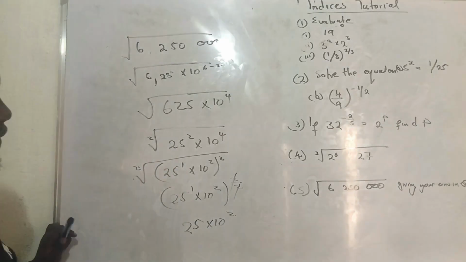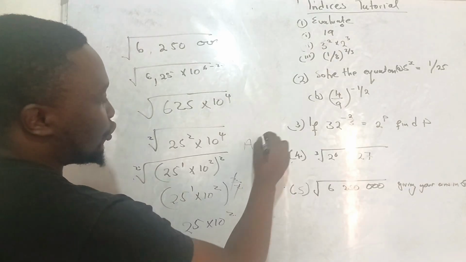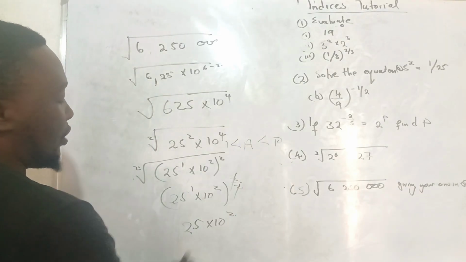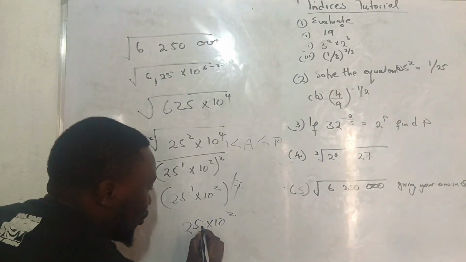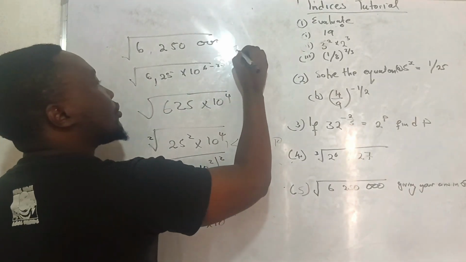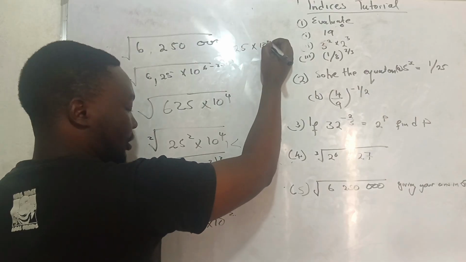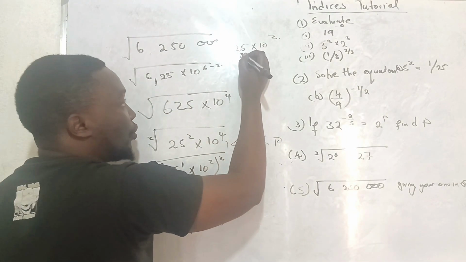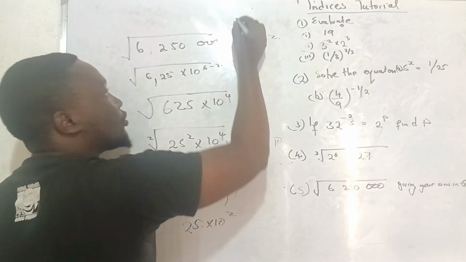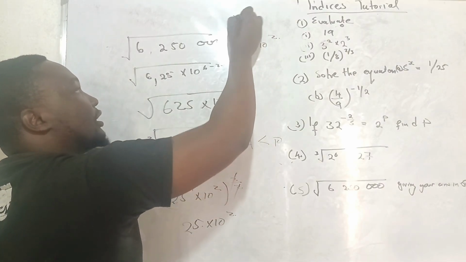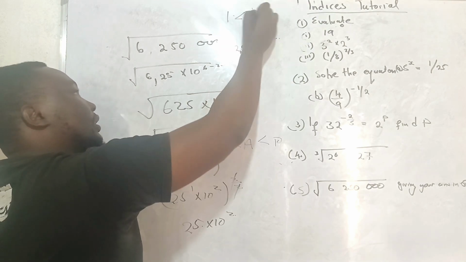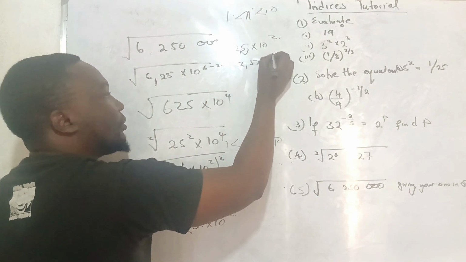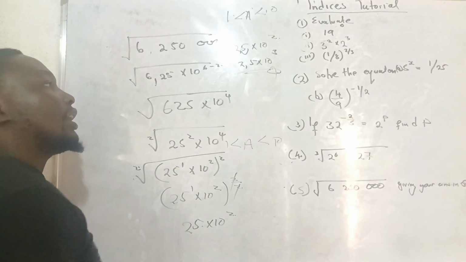You're not done with your answer. In standard form, A has to be less than 10 and greater than 1. 25 is greater than 10. So we're going to move. So your answer came as 25 times 10 to the power 2. You need to move your comma from here to here so that A is greater than 1 but less than 10. So this is 2.5 times 10 to the power 3. That's your answer in standard form.